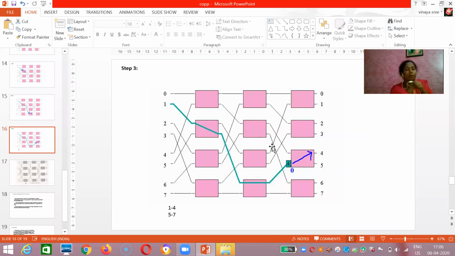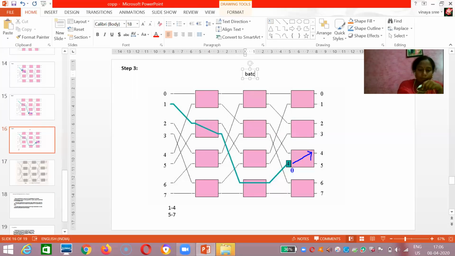We will use a new topology called the Batcher Banyan switch. Okay.